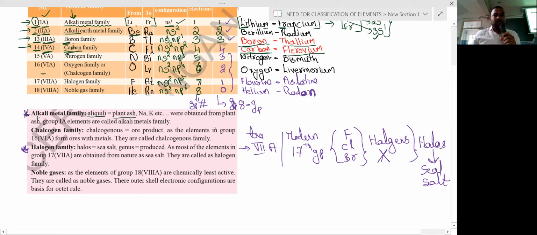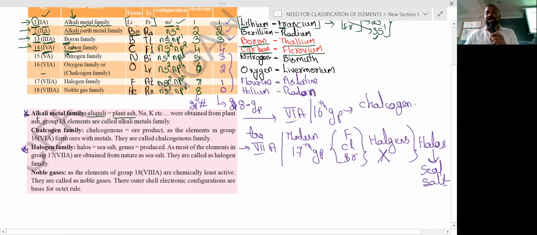Before this is the 7th A group. If you discuss the 6th A group elements, or the 16th group elements, we call them chalcogens. The name is chalco, C-H-A-L-C-O-S. Chalcos is nothing but ore products.